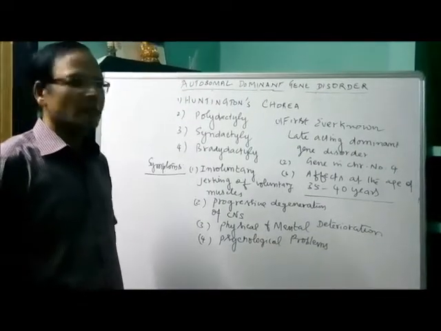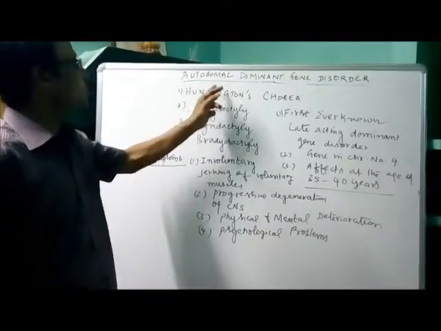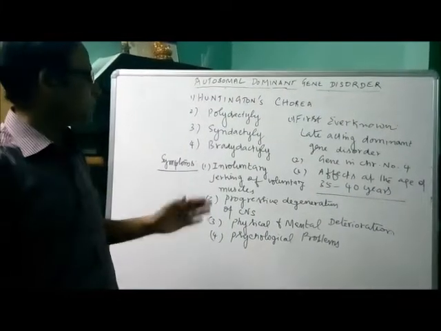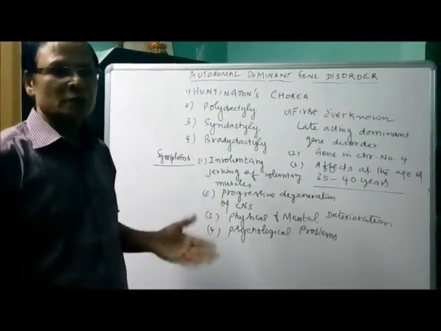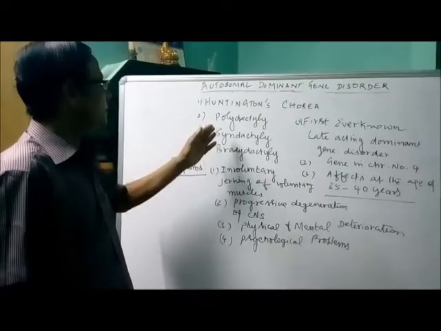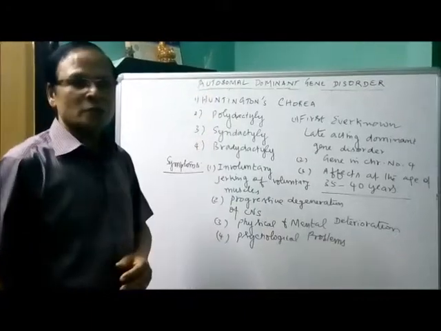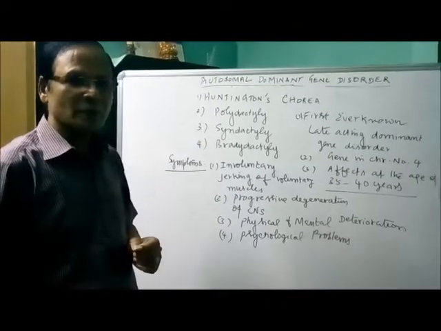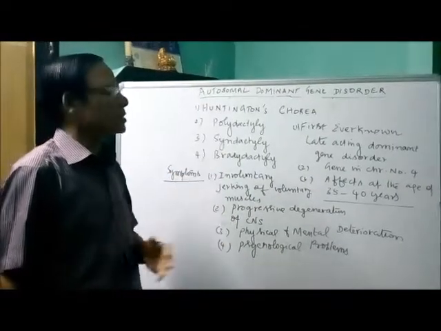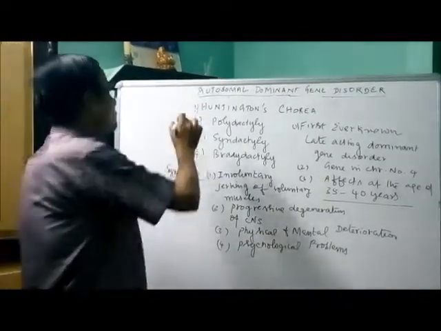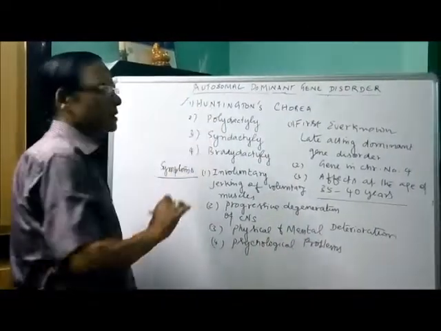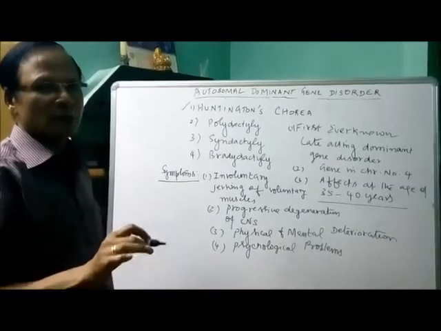Students, let us have a discussion about autosomal dominant gene disorders. As seen already, the autosomal recessive gene disorders are thalassemia, phenylketonuria and albinism. Here, it is an autosomal dominant disorder caused by a dominant gene. Some examples of autosomal dominant disorders are Huntington's chorea and polydactyly. I'll come back to Huntington's chorea, which is the only disorder given in your book.